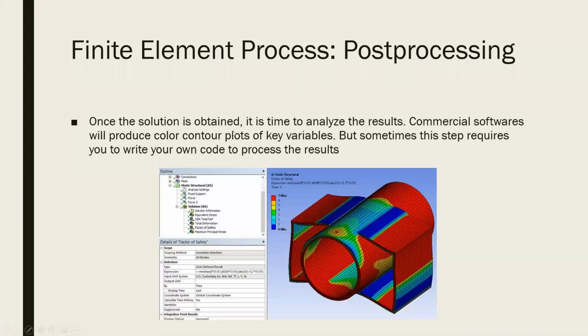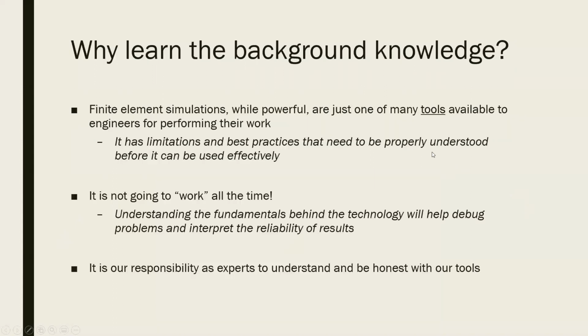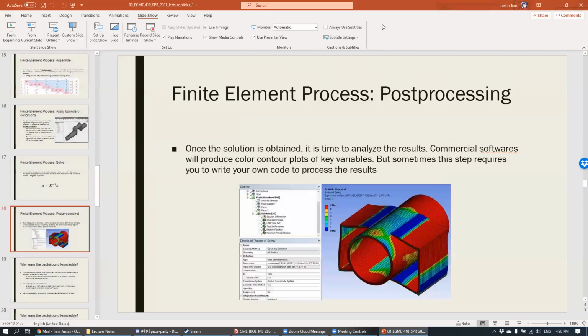Okay. And so if you're using a commercial software like ANSYS, ANSYS will automatically produce these beautiful heat maps or color contours for you. But if you are writing your own code, which we're not going to do in this class, but if you have interest to, then this is another step that you have to write as well. But the nice thing about using a commercial software is that it does most of this for you. You just have to tell it what results you want to see. Okay. Any questions on this so far?